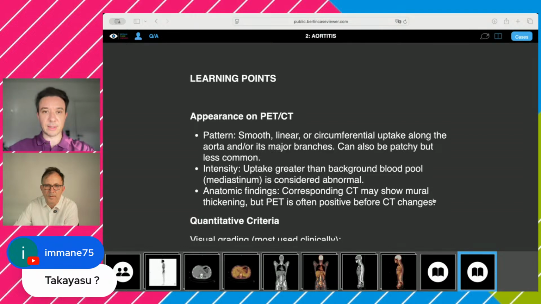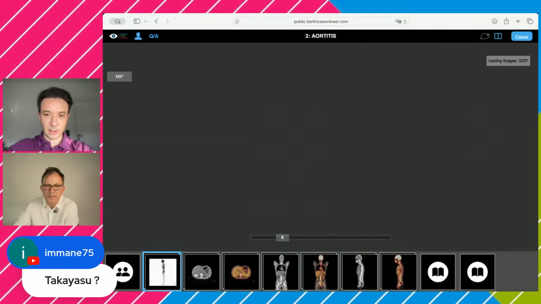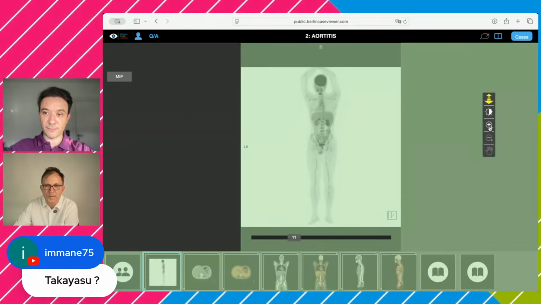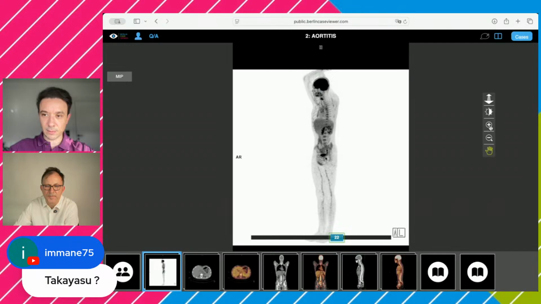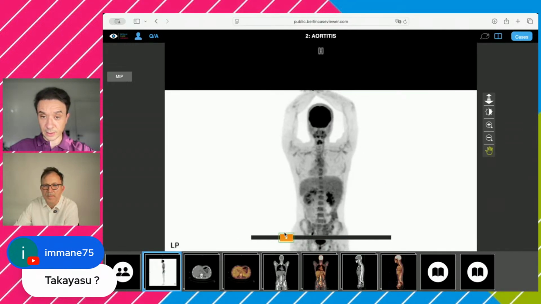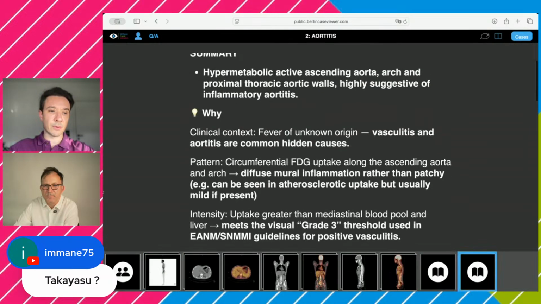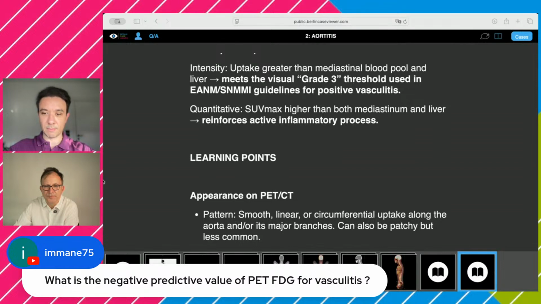If you look at the whole body MIP, I think it looks better in the MIP. You can see that the vessels in the upper and lower limbs also show uptake, but to a lesser extent than the intensity in the aortic walls. So it could definitely be Takayasu. This patient needs further evaluation to find the actual diagnosis.